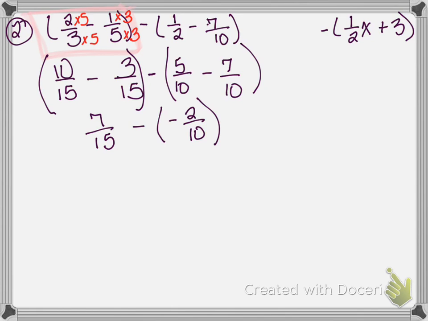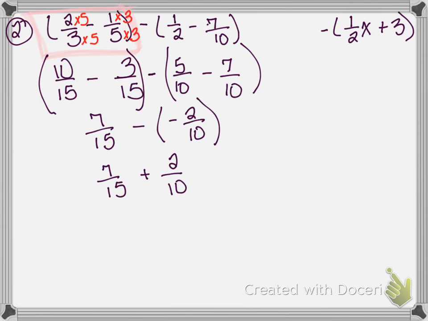It becomes a plus. I had several students say, I don't know where you got plus from, Alicia. Why is it plus? Why isn't it subtraction? The reason that it turns into addition is because we have that double negative right there. That's why. Okay? So I've got 7 over 15 plus 2 over 10.